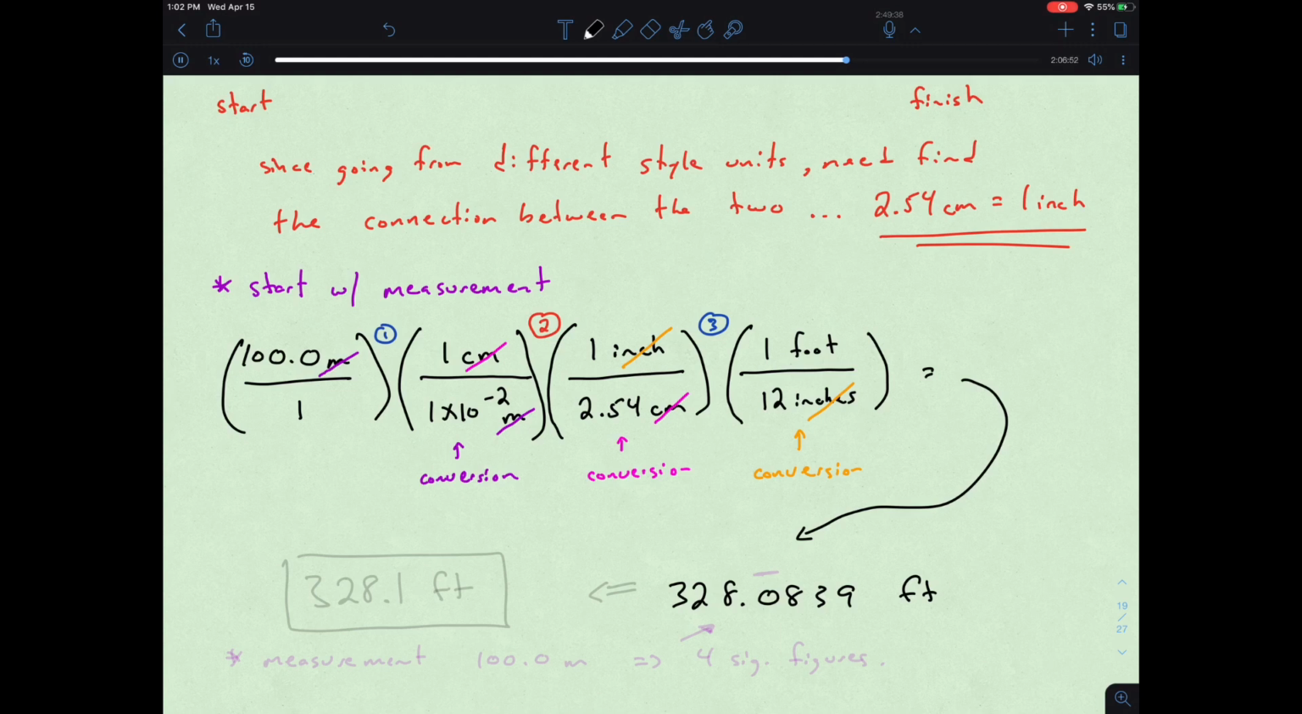Look at our original measurement. Right, with the 100 meters, that's equal to 4 significant figures. So we're really looking at cutting this number off at the 0.1. And so that means our final answer would be 328.1 feet with our sig figs.